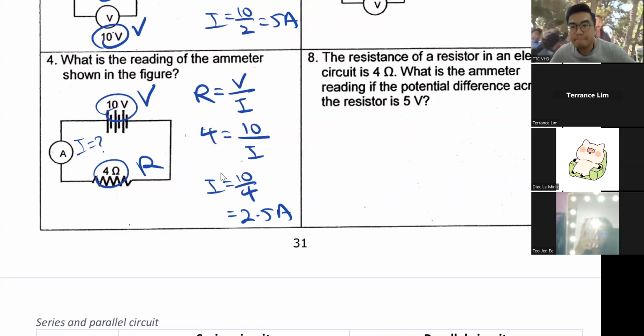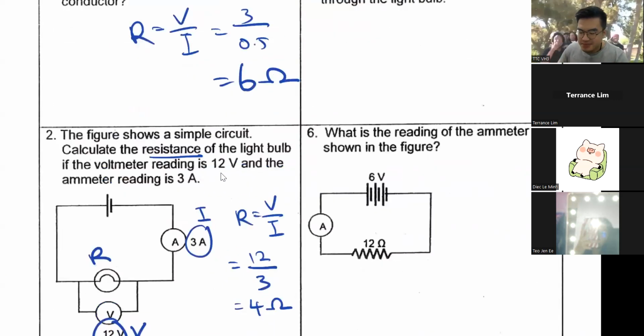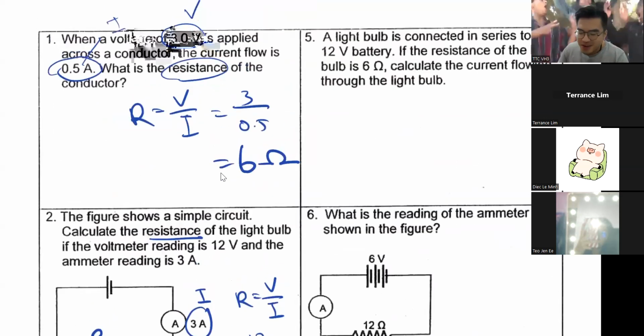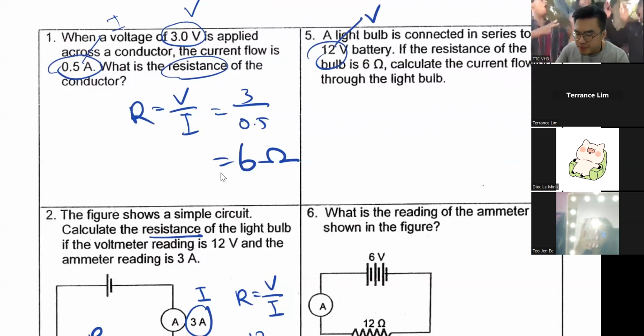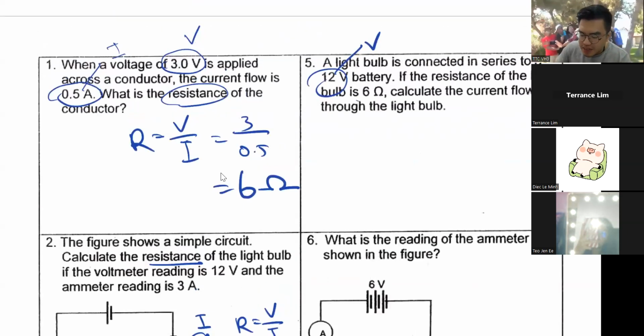Okay, cool. Of course, this is basic, right? So number 5, a light bulb is connected in series to a 12-volt battery. We don't care about series first. 12-volt is V. Resistance of the light bulb is 6. Calculate the current.